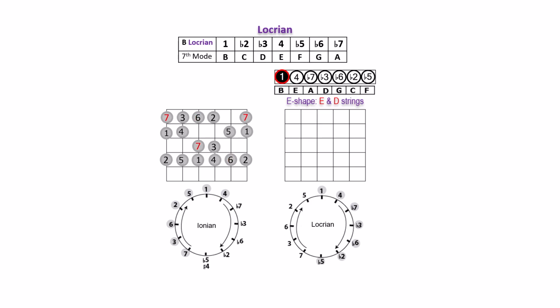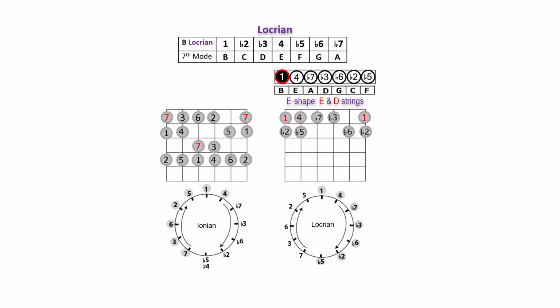The 7 on the E string in Ionian becomes the 1 in Locrian, the seventh mode. Since 7 to 1 is a minor second, Locrian starts a minor second above 7: 1, 4, flat 7, flat 3, flat 6, flat 2, and flat 5.